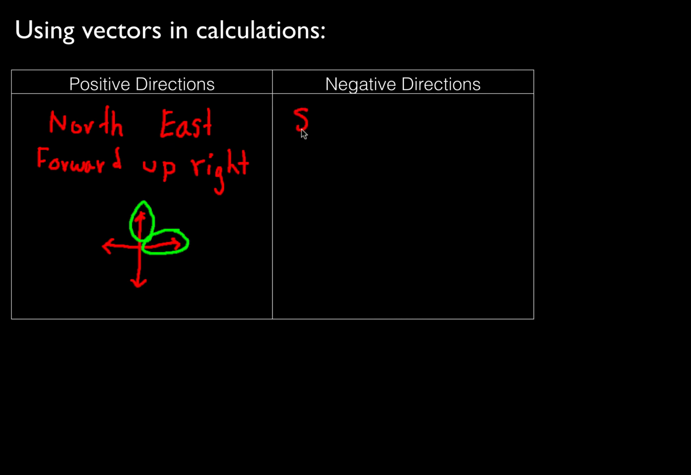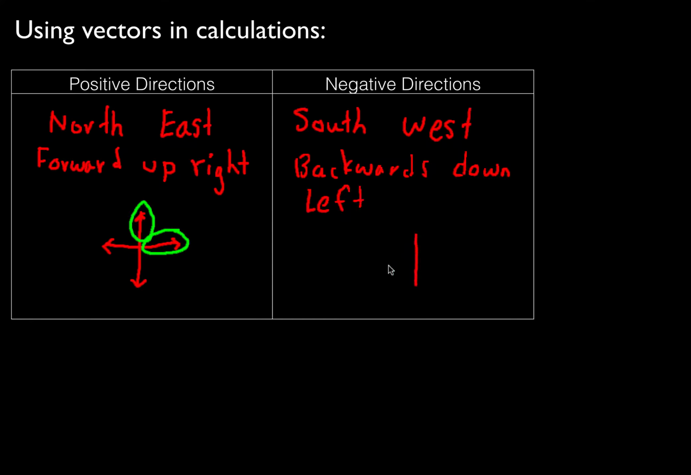Negative directions are south, west, backwards, down, and left. These are the directions on our xy coordinate system that are associated with the negative x-axis and the negative y-axis.